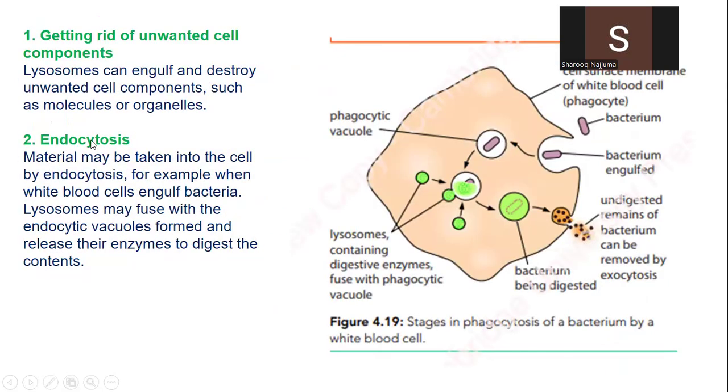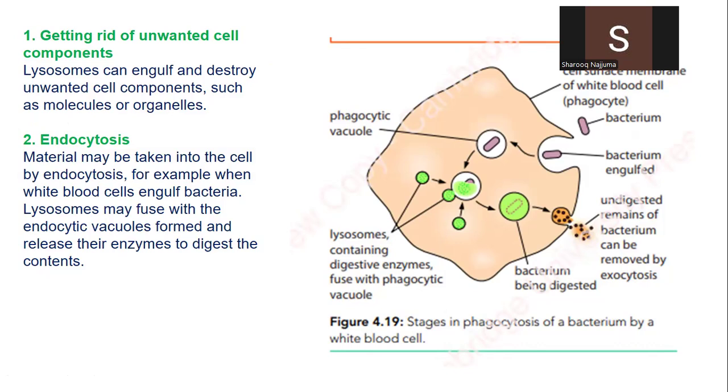Other uses of the lysosomes are in getting rid of unwanted components. An example, you could have organelles that are no longer functioning. It could be maybe an old mitochondrion or an old chloroplast. So the lysosomes can engulf it and destroy it with the digestive enzymes that they contain.